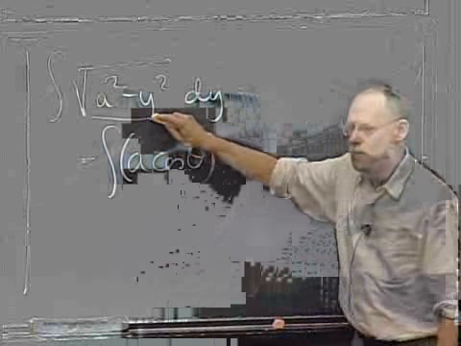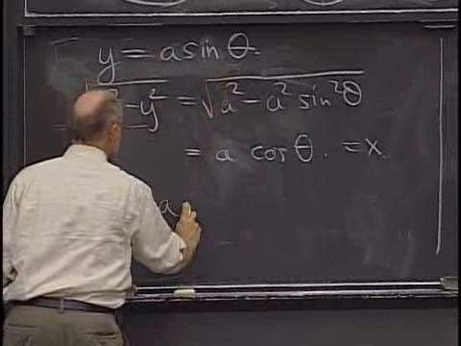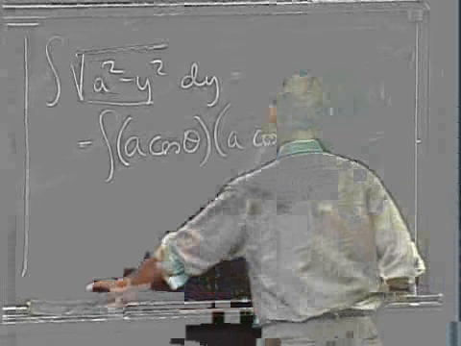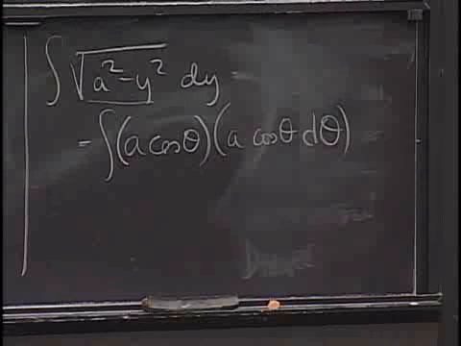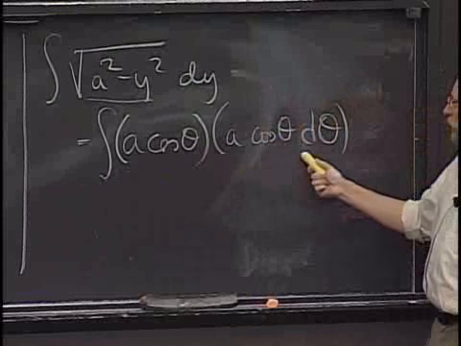That's this. What about the dy? Well, I'd better compute the dy. So dy, just differentiating this expression, is a cosine theta d theta. So let's put that in. dy is a cosine theta d theta. Okay, making that trig substitution, y equals a sine theta, has replaced this integral that has a square root in it and no trig functions with an integral that involves no square roots and only trig functions.